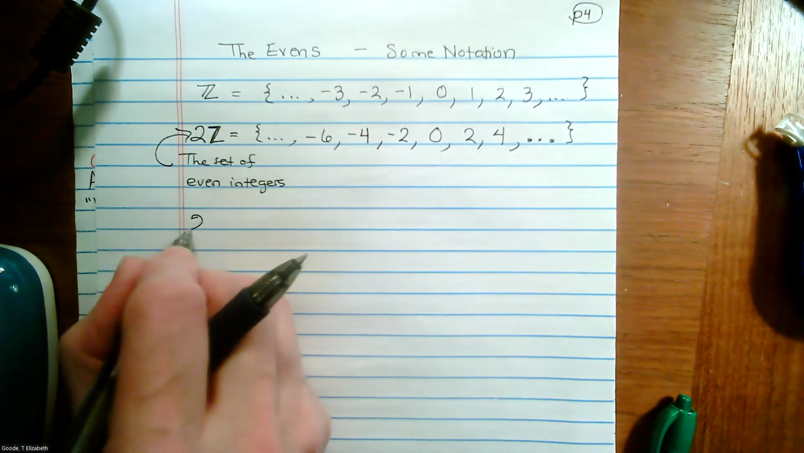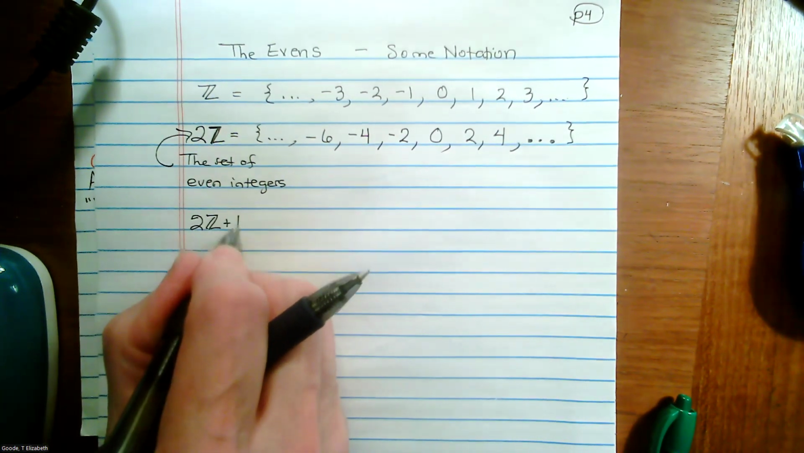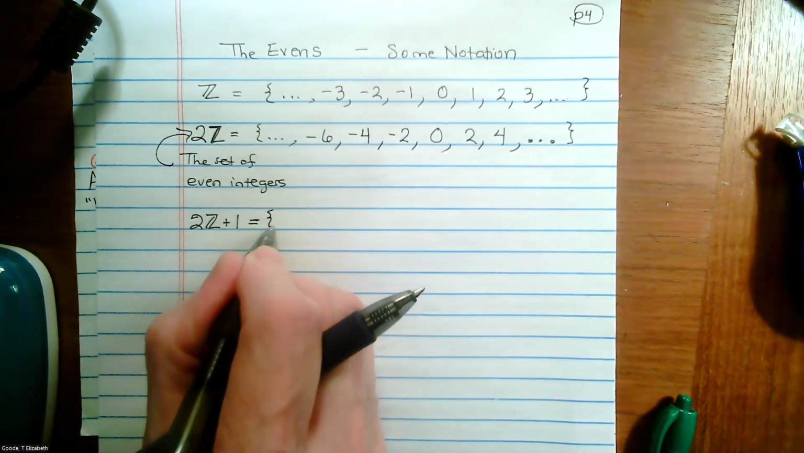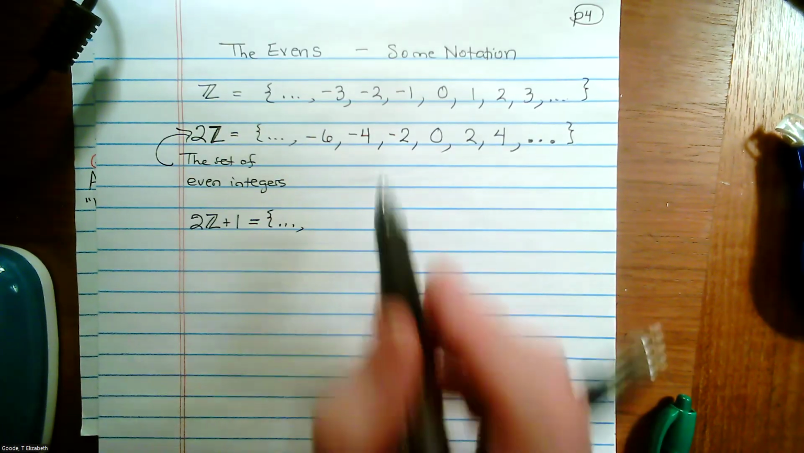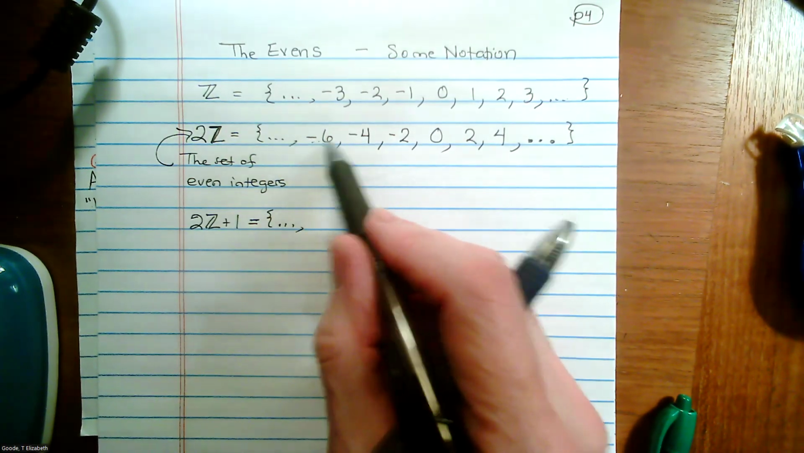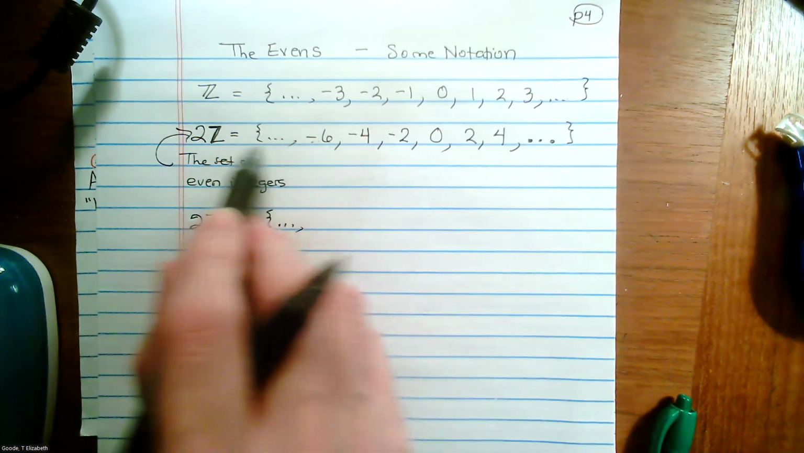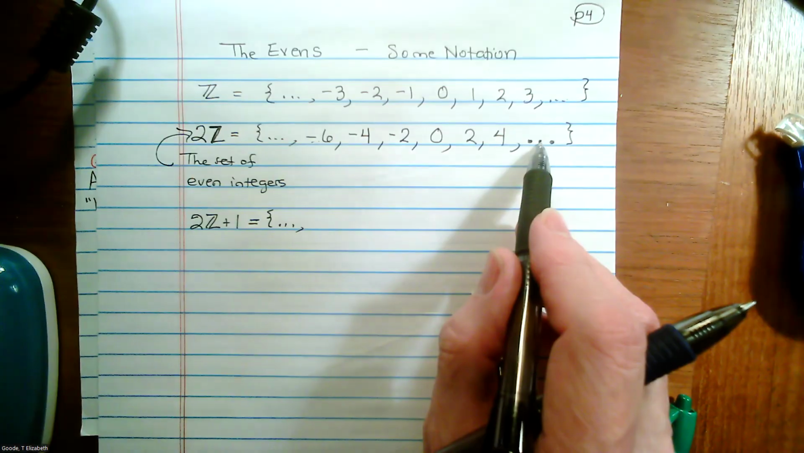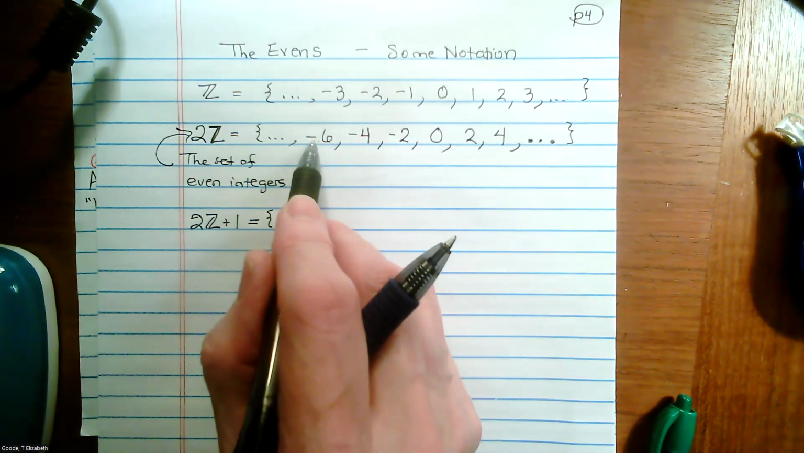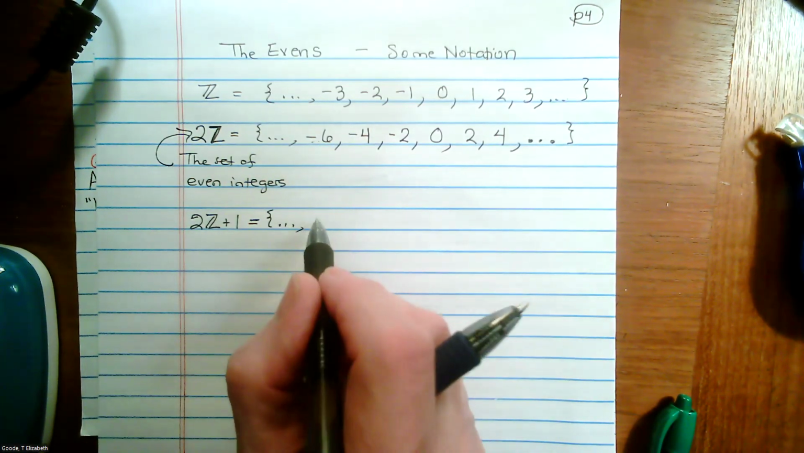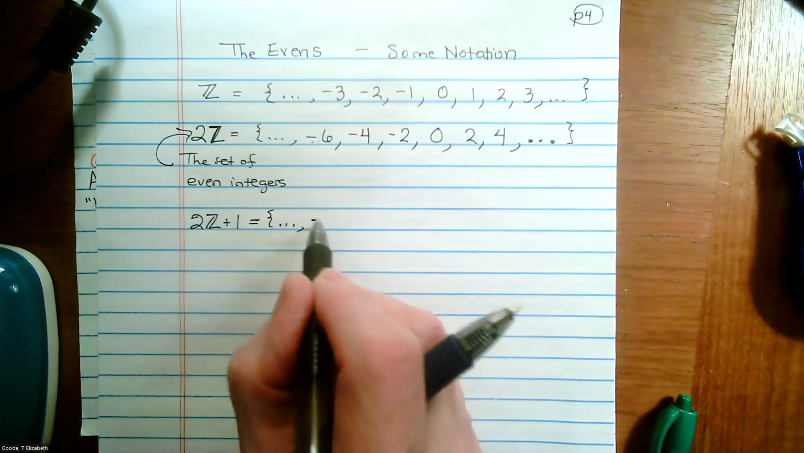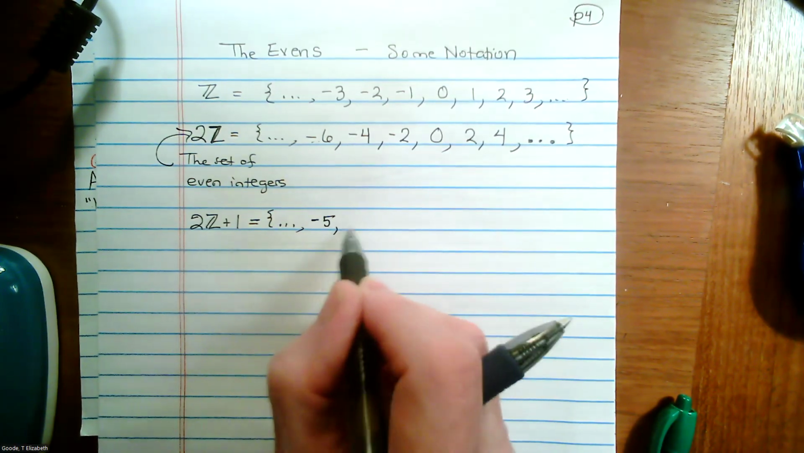And then again, because we can play this game of applying an arithmetic operation to each element of a set, we can shift this entire set by 1 to the right. So -6 plus 1, of course, becomes -5.